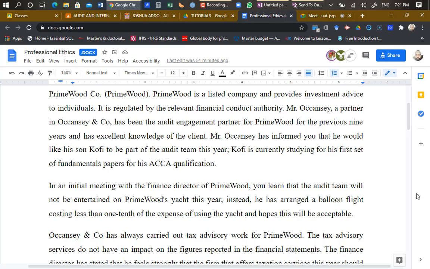Okay, so in this case, once we are trying to understand how the structure is like, in this case, Kofi is not in the audit client. Kofi is not working in Primewood, where Mr. Okansi.